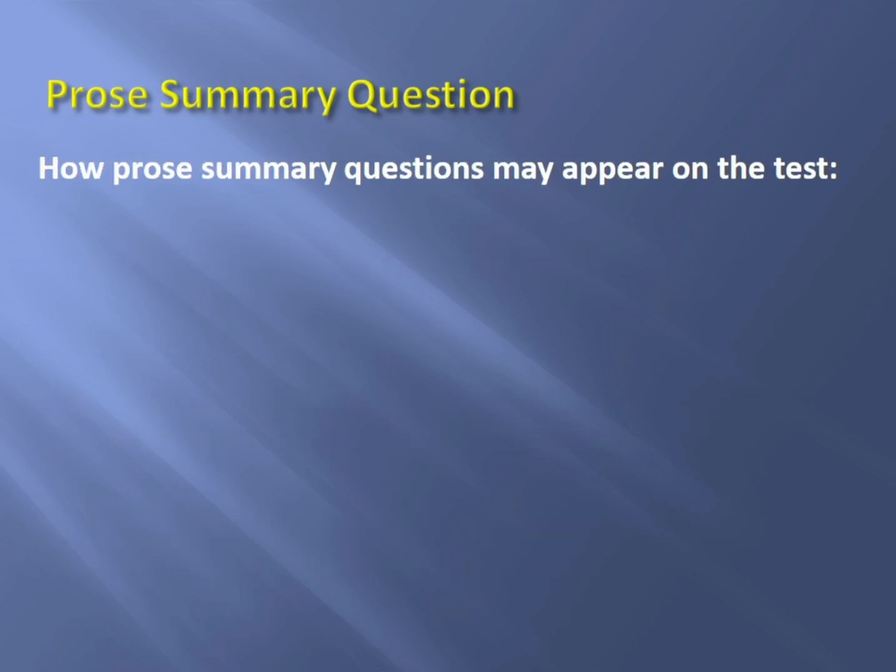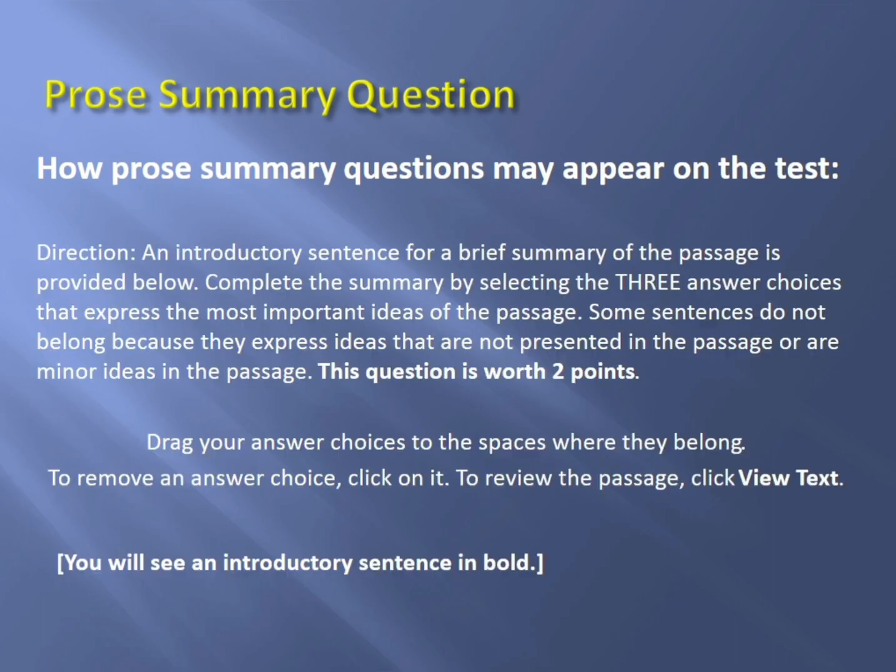A prose summary question normally appears on the test like this. Directions: An introductory sentence for a brief summary of the passage is provided below. Complete the summary by selecting the 3 answer choices that express the most important ideas of the passage. Some sentences do not belong because they express ideas that are not presented in the passage or minor ideas in the passage. This question is worth 2 points. Drag your answer choices to the spaces where they belong. To remove an answer choice, click on it. To review the passage, click View Text. You will see an introductory sentence in bold.